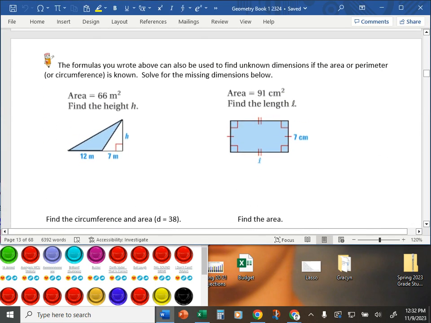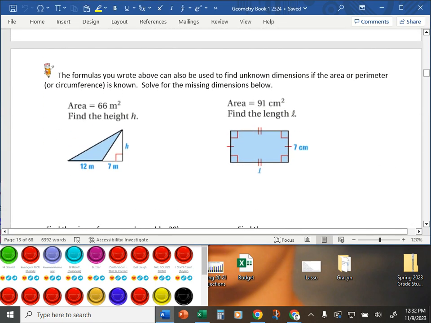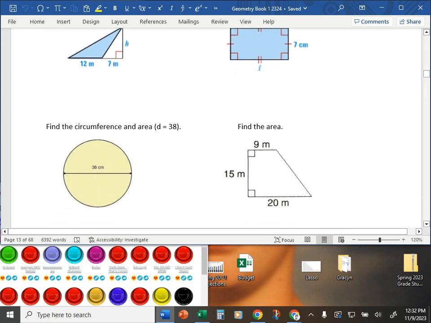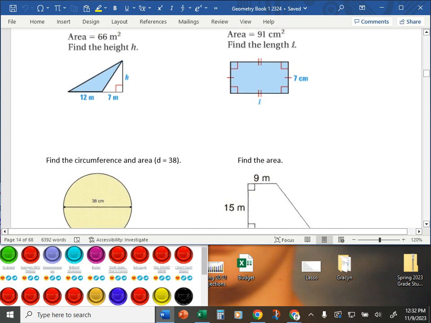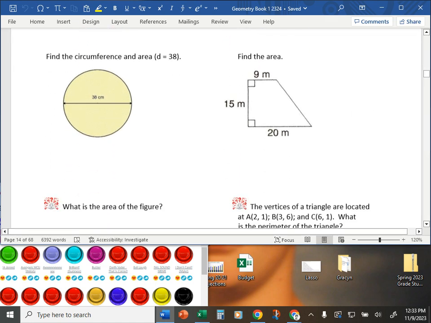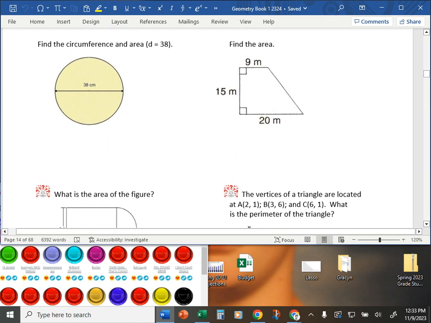Back page. The formulas you wrote above can be used to find unknown dimensions when the area or perimeter is known. Solve the missing dimensions below. In this case, 12 is the distance of the base of the shaded triangle here. 7 is the distance of the base of the unshaded. And you're looking for the height given the area. And that area refers to the entire thing, the shaded and unshaded together. Given the area is 91, given the height, find the length or the base. Given that the diameter is 38, find the circumference and the area.